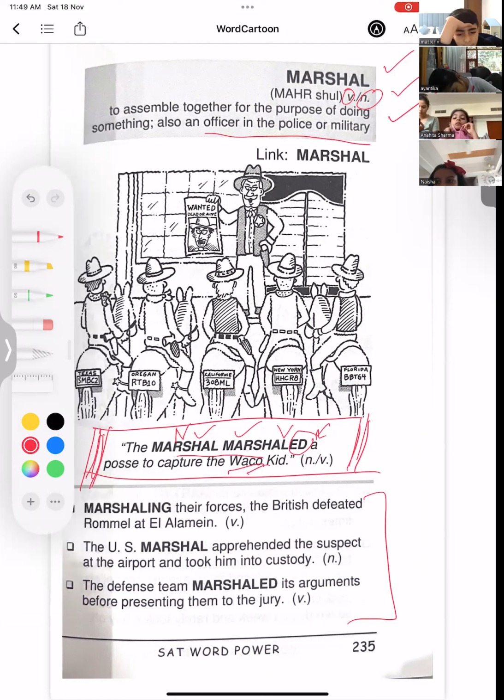Next, marshalling their forces, the British defeated Rommel at El Alamein. Now here marshalling is a verb because it's ending with an ing also. Ma'am, like gathering their forces, the British defeated Rommel at El Alamein. Yes. Next, I want Anay to read the second sentence.